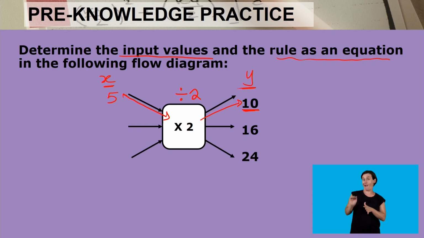We have 16 as an output value. So what is going to be the input value that resulted in that output value? Well, we are going to use the multiplicative inverse of 2. So we are going to take 16 and divide it by 2. 16 divided by 2 is going to give us an 8. So 8 multiplied by 2 resulted in 16. That is correct. What about the 24?